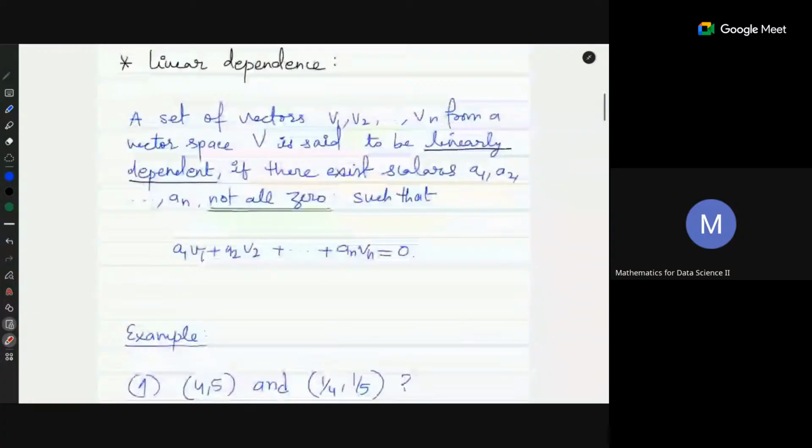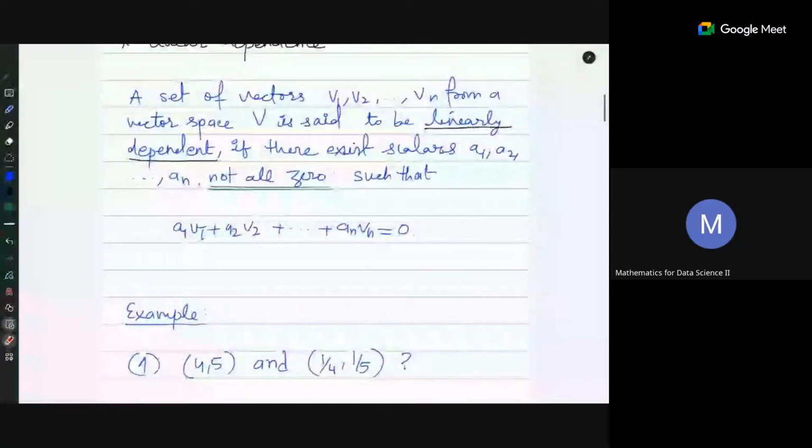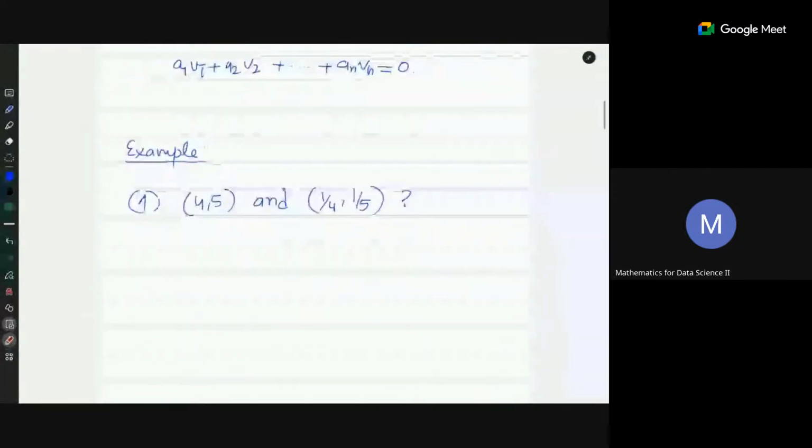So a set of vectors is called linearly independent if there exist scalars A1 to An, not all of them 0, and they satisfy this equation. That means the linear combination of V1 to Vn is 0, and the coefficients in that linear combination, not all of them are 0. It may be possible that some of them are 0, but not all of them. But it doesn't say that some of them will always be 0. There can be a case where the scalars are non-zero. This definition might be confusing at first instance, so let us look at some example.